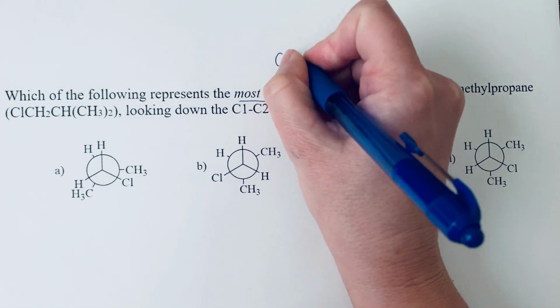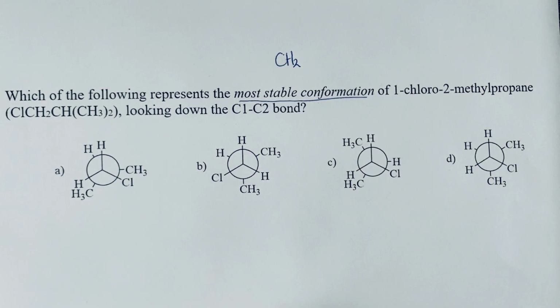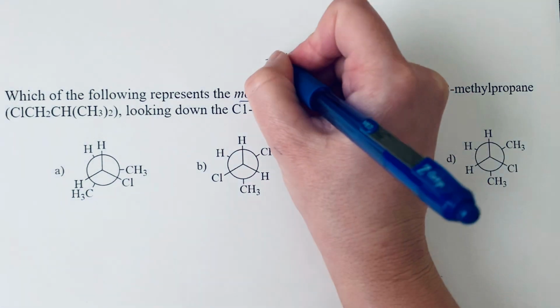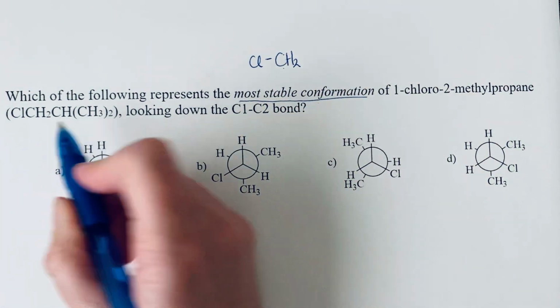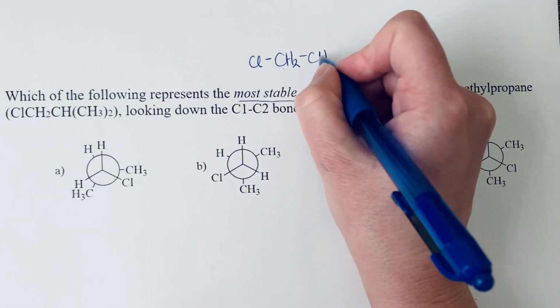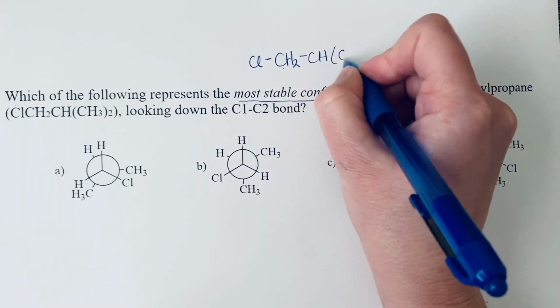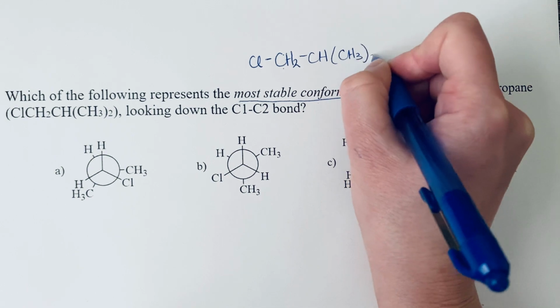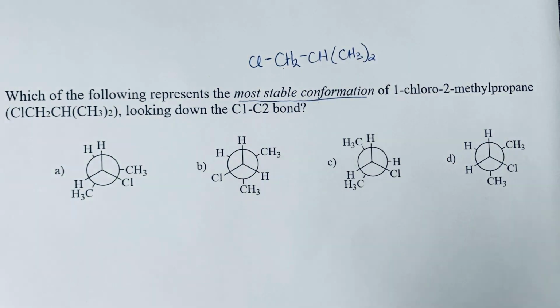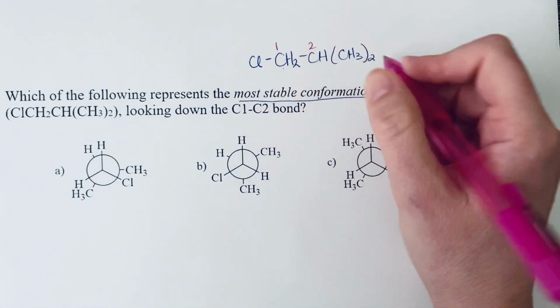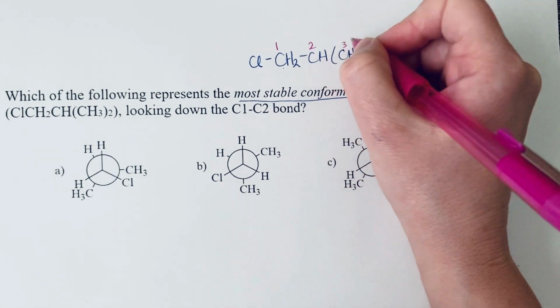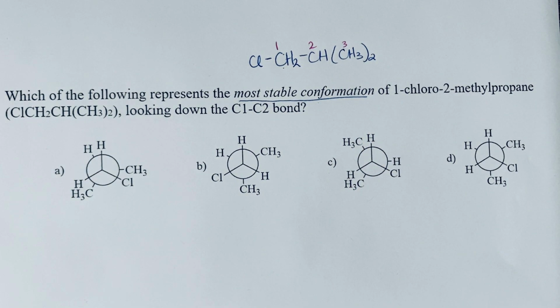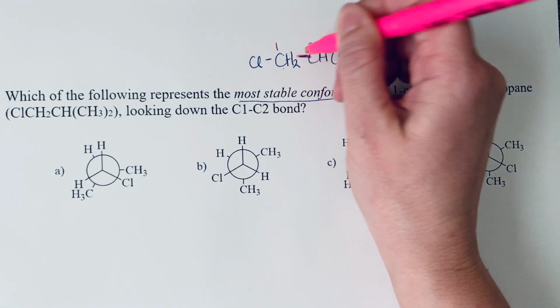So let's kind of expand out this structure. So there's our carbon 1, and we've got a chlorine on it, as well as 2 hydrogens. And then our carbon 2 is this CH, and it has 2 methyl groups attached to it. So we have carbon 1, 2, and one of those carbon atoms would be 3. And so what we want to represent is this bond here, the bond between these 2 carbon atoms.